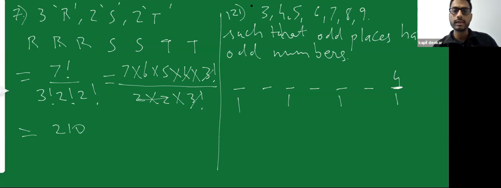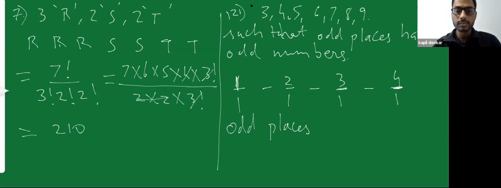If I write 3 over here, in how many ways can this place be filled? 5, 7, and 9, I have 3 options. So this place can be filled in 3 different ways. This place can be filled in 2 different ways. And lastly, only one odd number will be remaining, which we'll have to write at the 7th place. So in how many ways can my odd places be filled? Odd places can be filled in 4 into 3 into 2 into 1 ways, which is 4 factorial ways.